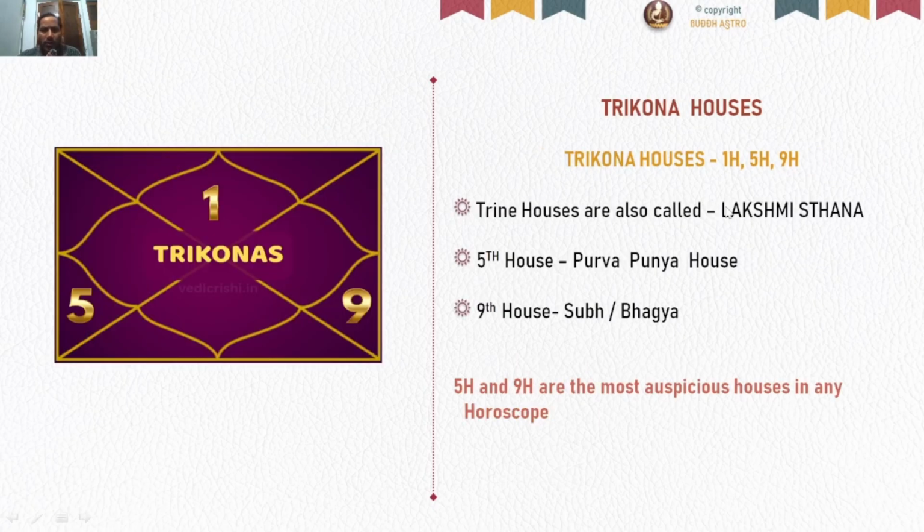Let's talk about trine houses. What are the trine houses? These are the trine houses: Lagna, that is the first house, fifth house, and ninth house. So first, fifth, and ninth, these houses are known as Trikon houses or trine houses. These houses in any horoscope will be known as Lakshmi Sthana. Kendra houses are known as Vishnu Sthana. Trine houses are known as Lakshmi Sthana.